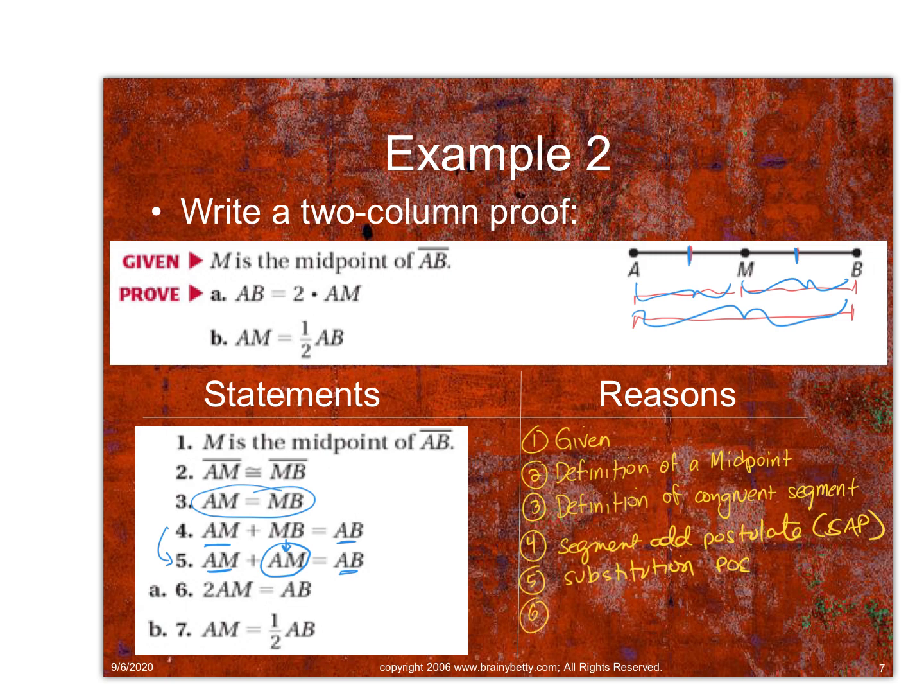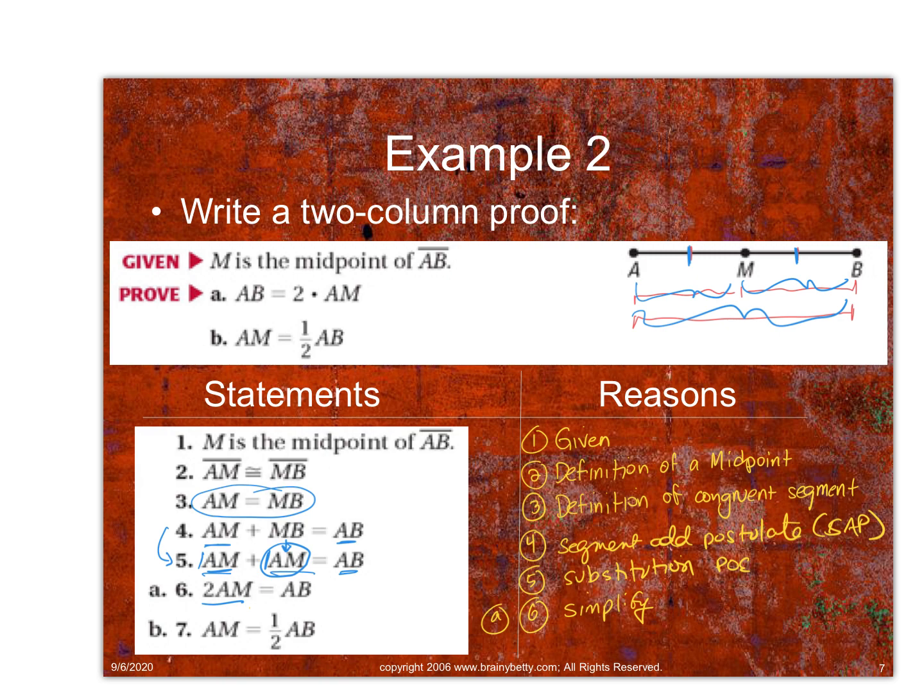So then we go to number 6, which is the first thing they wanted us to prove, that 2 times AM equals AB. So again, how did they get from AM plus AM equals AB? Well, if I actually do the addition on the left, 1 AM plus 1 AM is 2 AM. 2 AM equals AB. What they did was simplify.